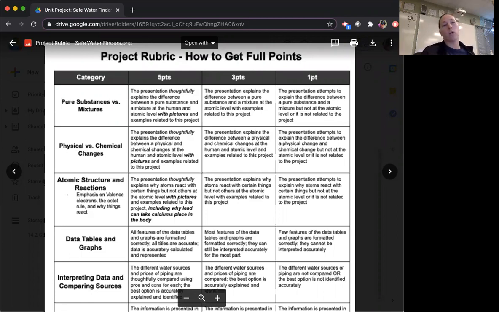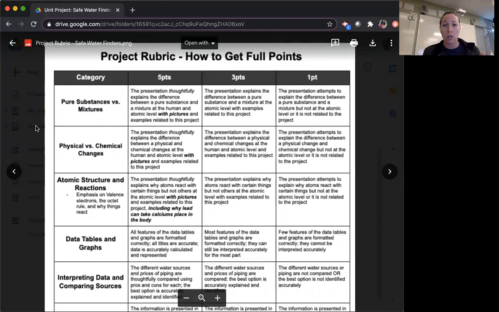So the first main category is pure substances and mixtures. The presentation should thoughtfully explain the difference between what a pure substance is and what a mixture is at the human and atomic level. Ultimately, what I'm looking for here is pictures to help you demonstrate what a mixture is on an atomic level. So there should be pictures of molecules and atoms where they're intermixed. And then a pure substance, of course, would be made of the same thing throughout.